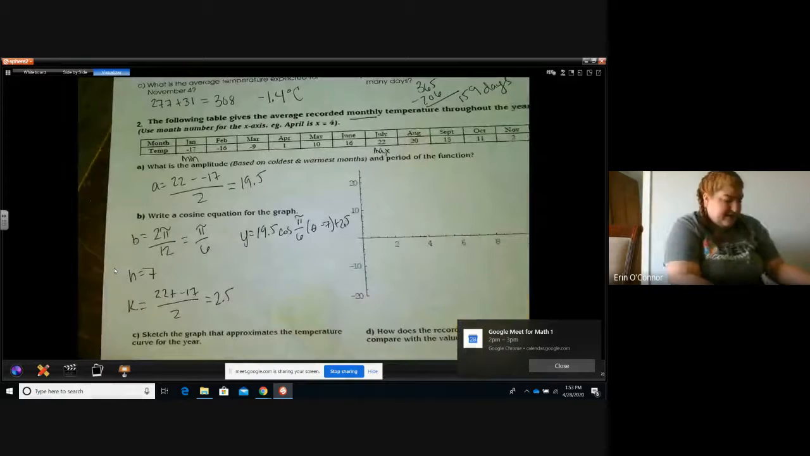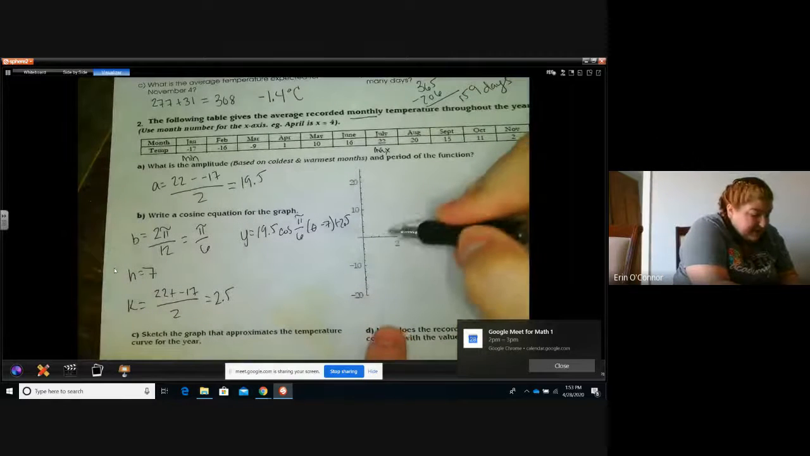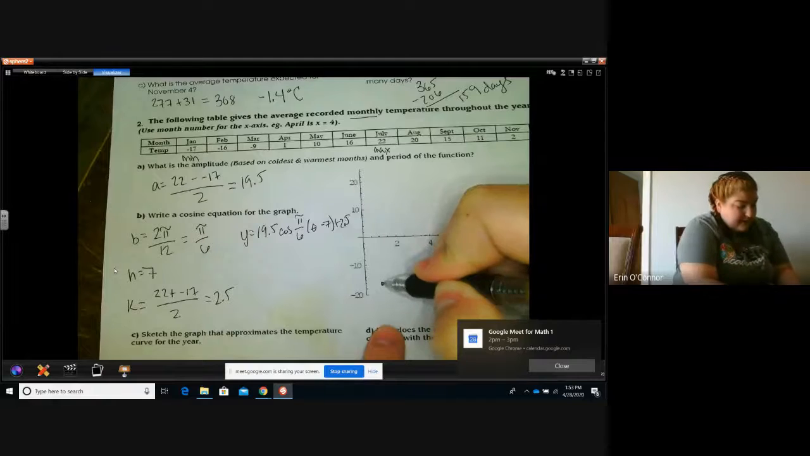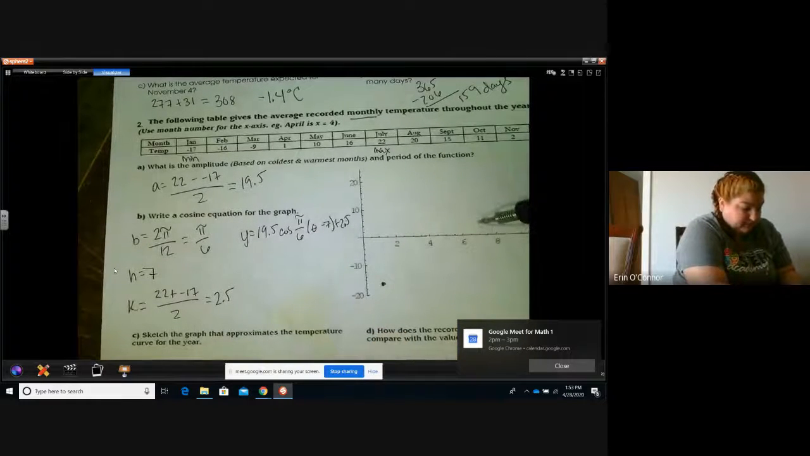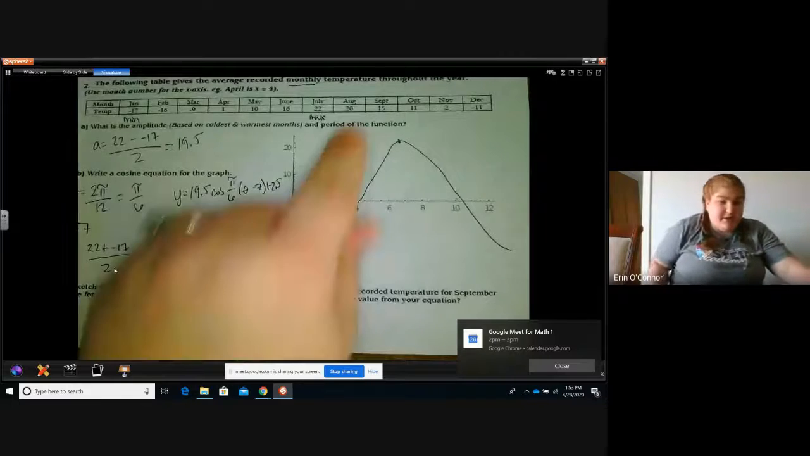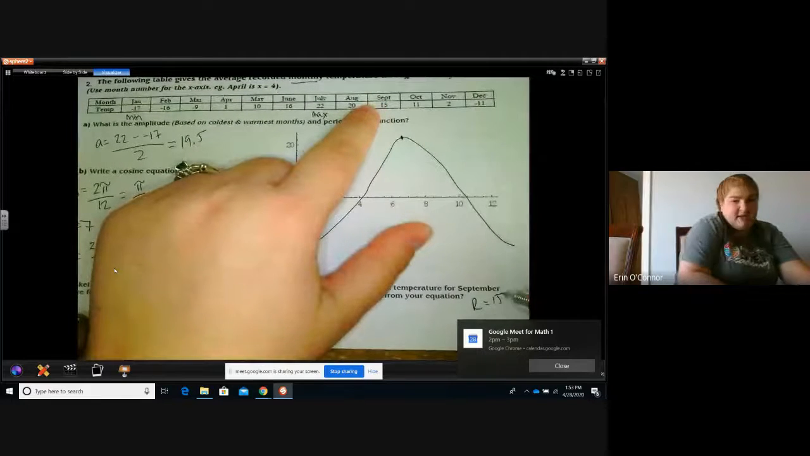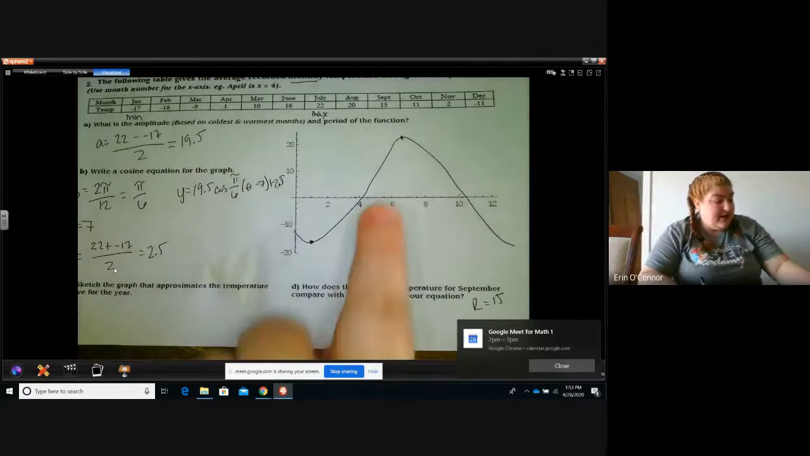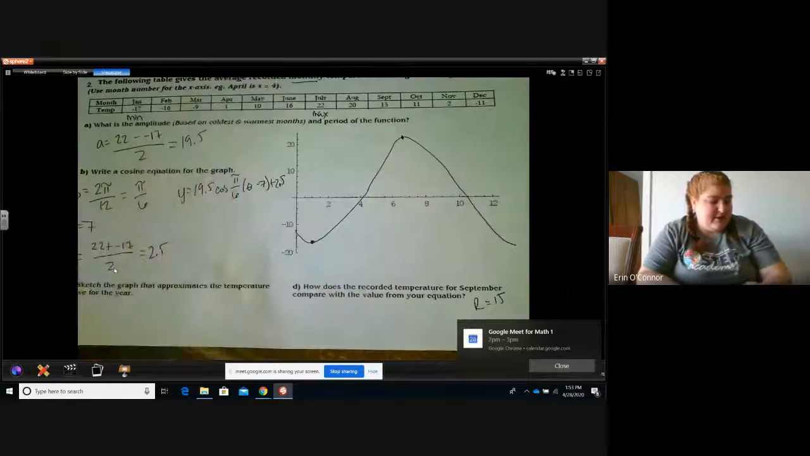Okay, let's sketch this graph. So my lowest is negative 17, and that's at 1. And 1, remember, because that's January, it would be, this is 5, 17 would be about here. My maximum at 7 is 22, which is about here. So as we go through this, it will look like this. Now, how does the recorded temperature for September, which is 15, compare with the value from your equation? Well, we're going to plug in September, the 9th month, 9 into this equation and solve.